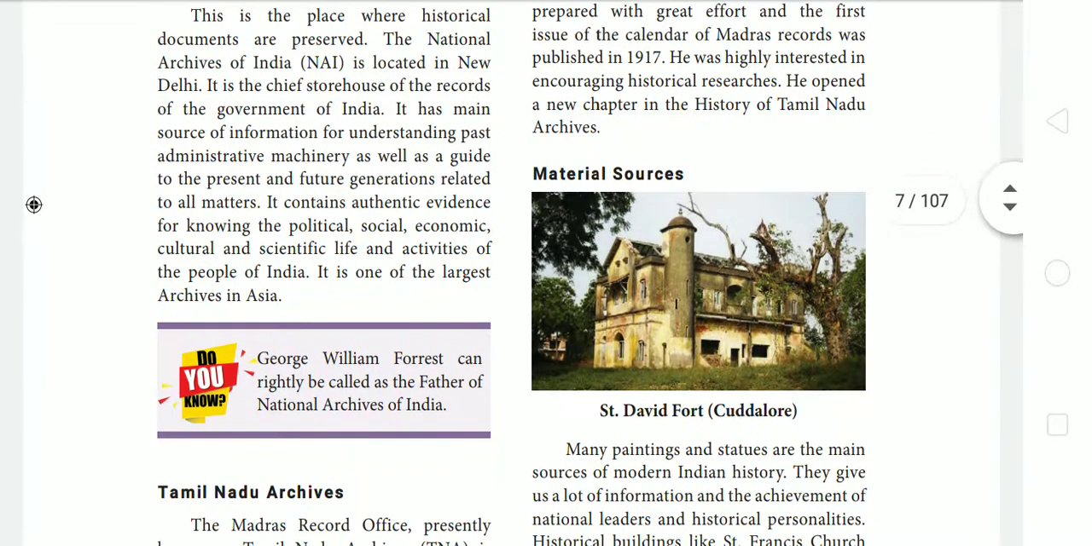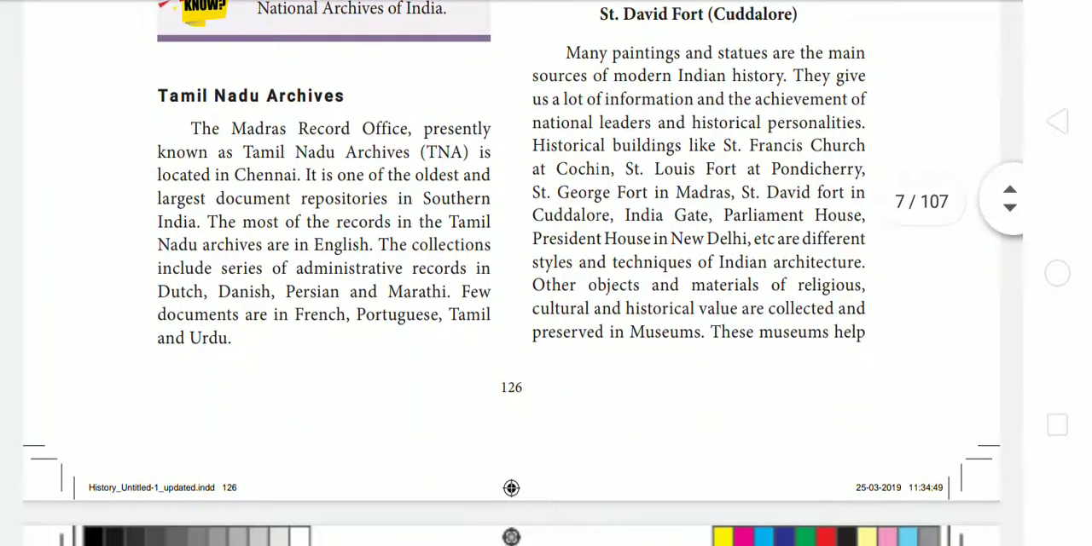Next one, Tamil Nadu Archives. The Madras Record Office, presently known as Tamil Nadu Archives, is located in Chennai. It is one of the oldest and largest document repositories in southern India. What does repositories mean? Repositories means a store of information.